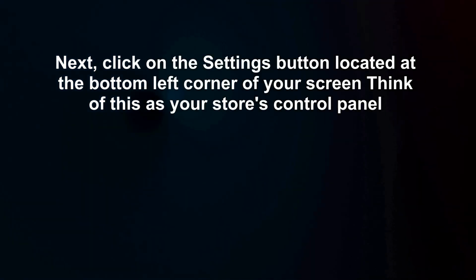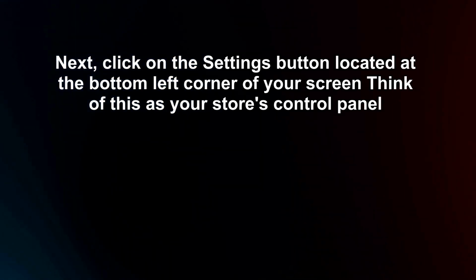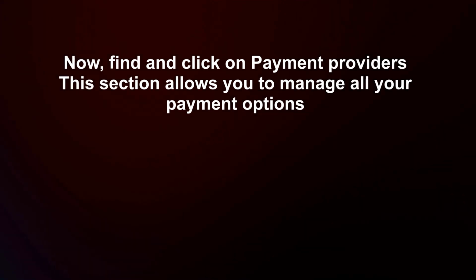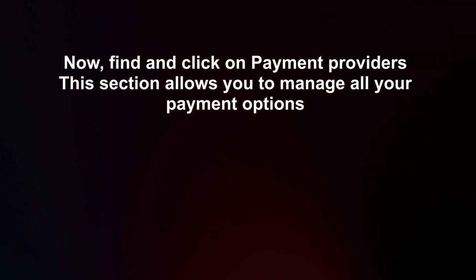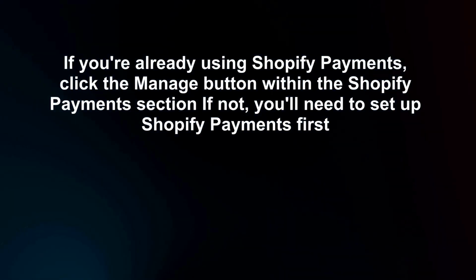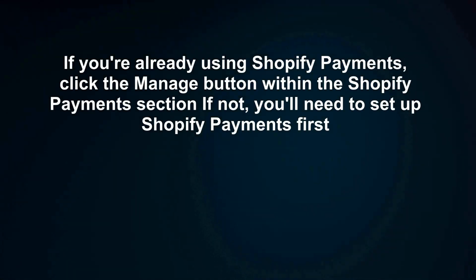Next, click on the Settings button located at the bottom left corner of your screen. Think of this as your store's control panel. Now, find and click on Payment Providers. This section allows you to manage all your payment options. If you're already using Shopify Payments, click the Manage button within the Shopify Payments section. If not, you'll need to set up Shopify Payments first.